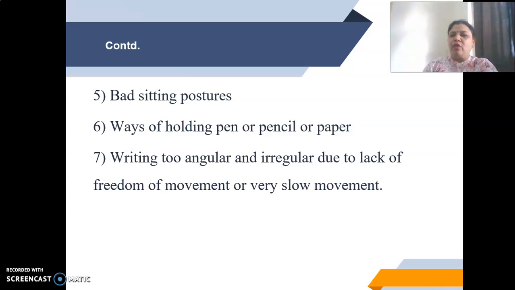Ways of holding pen or pencil or paper. If we are not holding the pen or pencil or the paper in a proper manner, or we are not holding the pen in a proper way, that also causes bad handwriting.